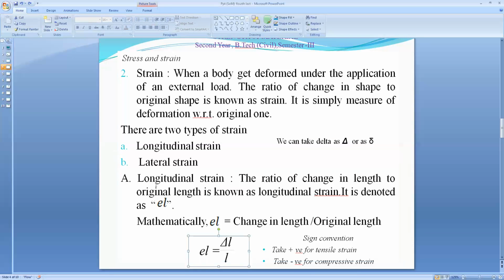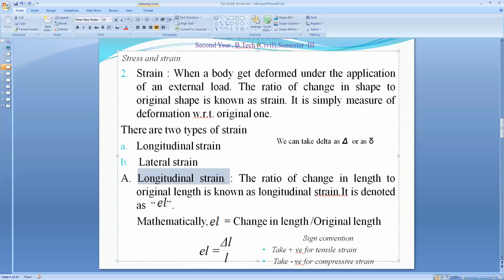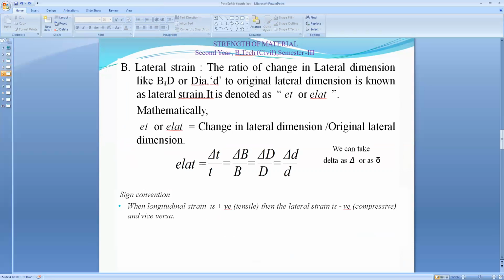So the longitudinal as well as the lateral strain has no unit. Only the sign convention is taken: take positive for tensile strain as well as negative sign for the compressive strain. So here we considered the longitudinal strain. After that we will see the lateral strain.